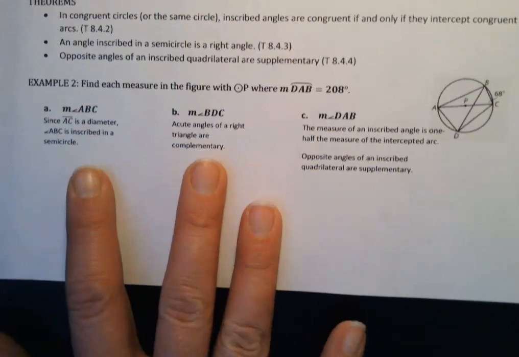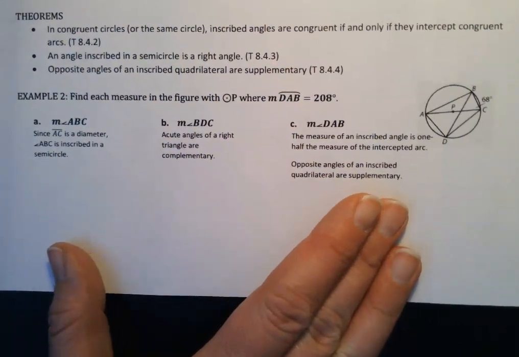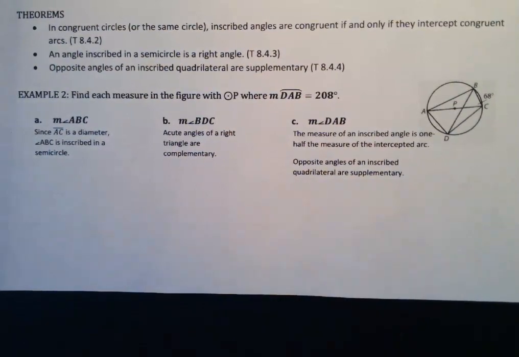All right, then we have a couple other theorems here. These three theorems: in congruent circles, or the same circle, inscribed angles are congruent if and only if they intercept congruent arcs. That makes sense, right? We've talked about those before with all of our other angles and our arcs. The next one: an angle inscribed in a semicircle is a right angle.